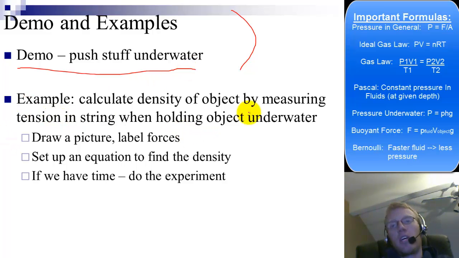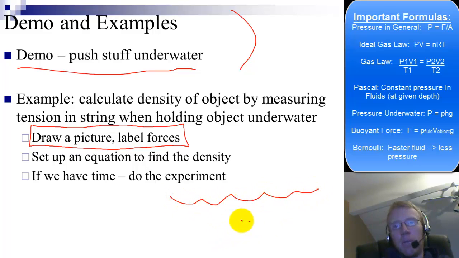When you do calculations like this, you should always draw a picture and label your forces. So we're right back to doing force diagrams. So you might have some water here, and you might have your object here, and you're going to have force of gravity downward. And now if it's underwater, you're going to have force of buoyancy upward. That's the minimum you'll have.